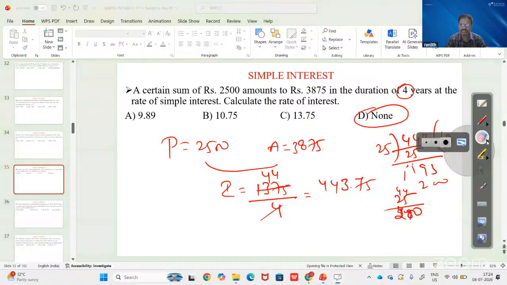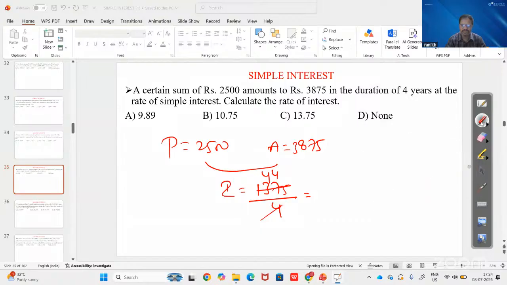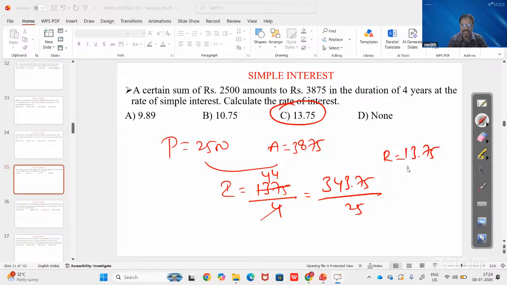One second. It's not 443, it's 343. 343.75 divided by 25, if I divide, I will get 13.75. So the rate of interest is equal to 13.75. So the answer is 13.75. Okay, next one.